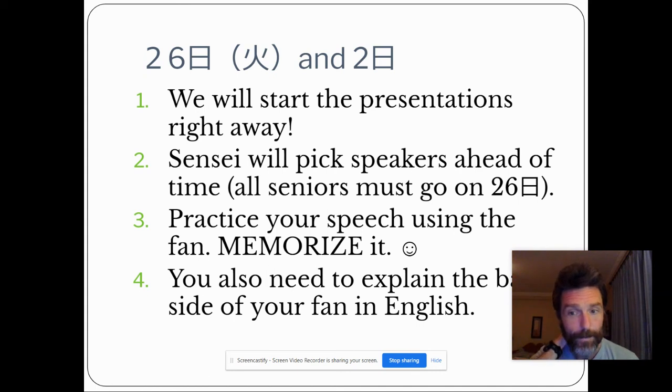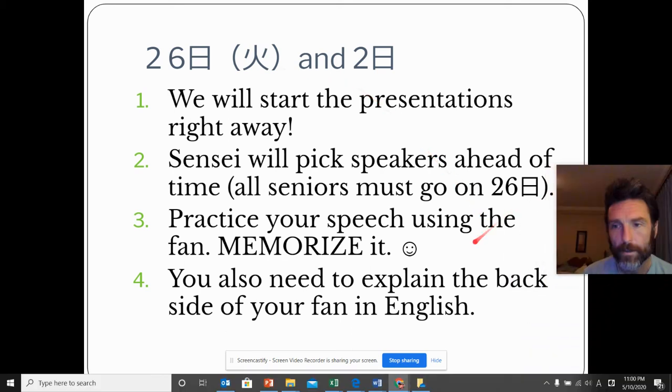So when is it going to happen? Okay. We're going to start the presentations on the 26th, which is frighteningly soon. So just over 2 weeks away. Half of you are going to go on the 26th. The rest of you will go on the 2nd. I will pick speakers ahead of time. We're going to have our whole class together for it. I just want all of us to be able to hear each other for the last part. Make sure you are memorized and good to go.